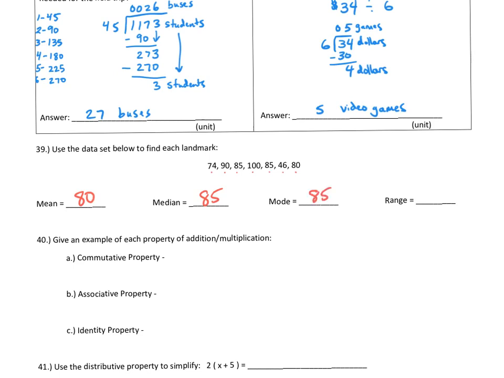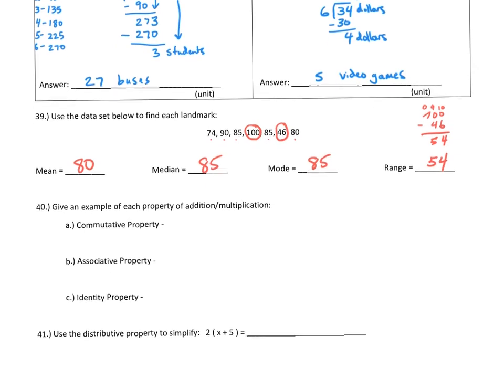And the range of data is the difference between the maximum and the minimum. I want to know how far apart the maximum and minimum are. So here's the maximum, 100. Here's the minimum, 46. To find that, I need to subtract 100 minus 46. Do some regrouping here, and I get 54.